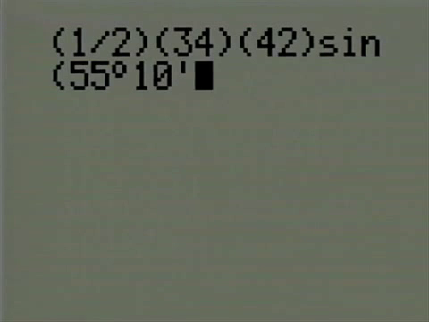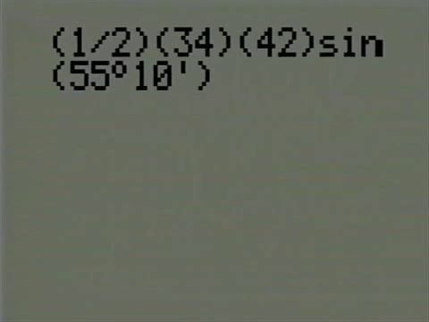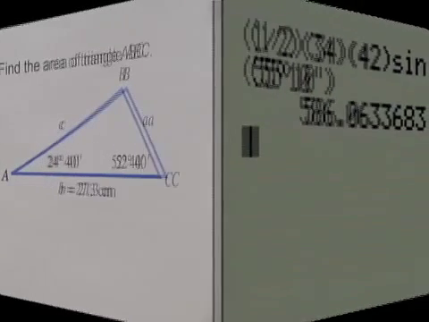So I have 1/2 times 34 times 42 times the sine of 55 degrees 10 minutes. I should make sure my mode is degree mode, and it is. So I can push enter, and I see 586. The area of the triangle is 586 square feet.